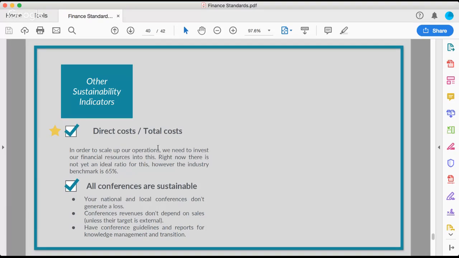And the next point is that all conferences are sustainable. And still we see that many of our conferences are running in a loss. So we also need to make sure that we are budgeting properly for our conferences and make sure that they are not running in a loss.